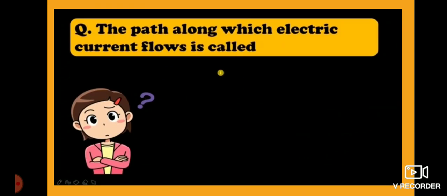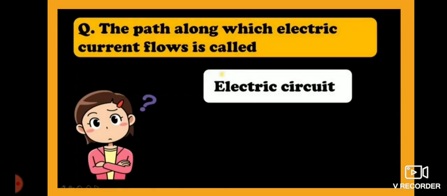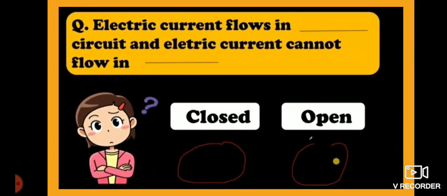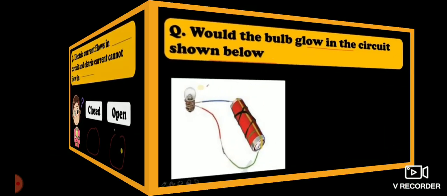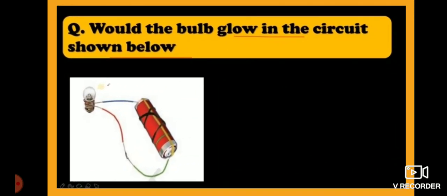So our question is here. The path along which electric current flows is called? Yes, it is electric circuit. Electric current flows in dash circuit and electric current cannot flow in dash circuit. So electric current flows in closed circuit and electric current cannot flow in open circuit. Would the bulb glow in the circuit shown below? Please watch the figure very carefully and tell me whether the bulb glow in the circuit given below.